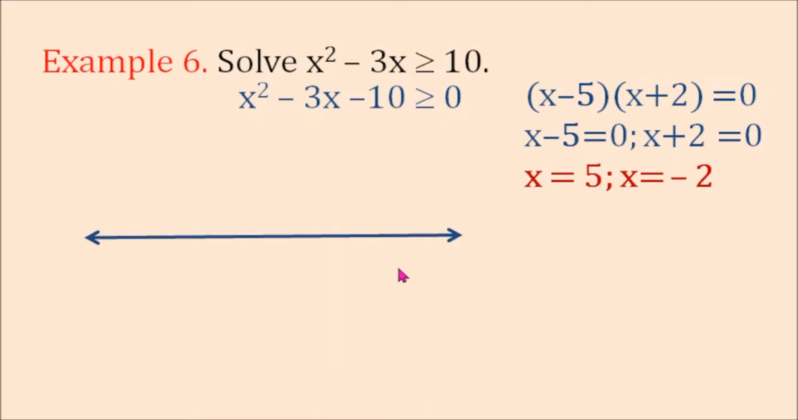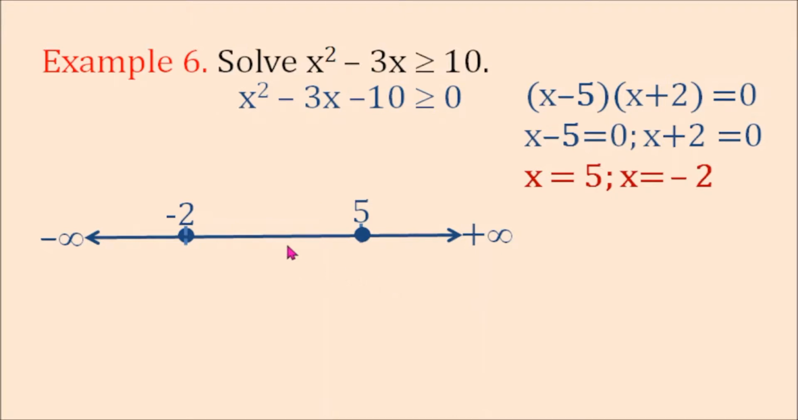Now we are going to draw our number line. So we will place these numbers, negative 2 and 5, on our number line. So negative 2 here and 5 here. And then we will indicate positive infinity on the right and negative infinity on the left. Since our inequality is greater than or equal to, that means negative 2 and 5 are included on our solution. So we will have to put closed circles on negative 2 and 5.